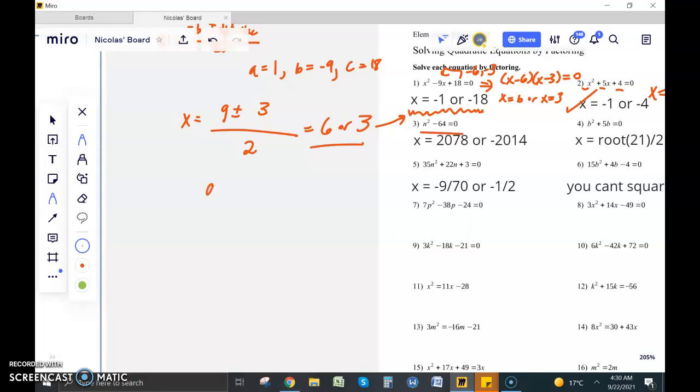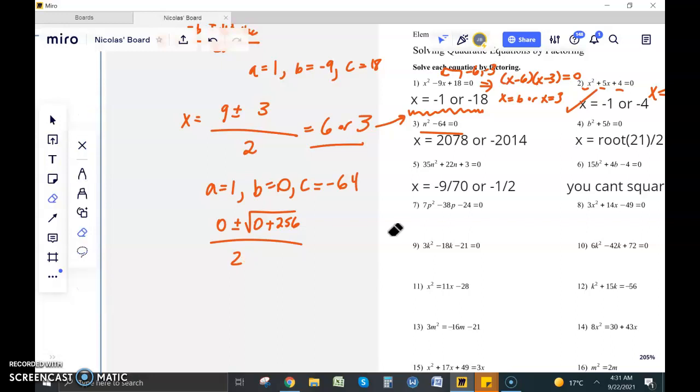Same thing as before, write down our A, B, and C. A is 1. B is actually 0, there's no n term. And C is negative 64. And then we plug into our formula. Negative B, well, that's just 0, plus or minus the square root of B squared, well, that's 0, minus 4 times A times C. Well, 4 times 1 is 4, and then 4 times 64 is 256. So then we have, this is negative, so it's going to be positive 256, all divided by 2A, which is 2 times 1, so just 2.